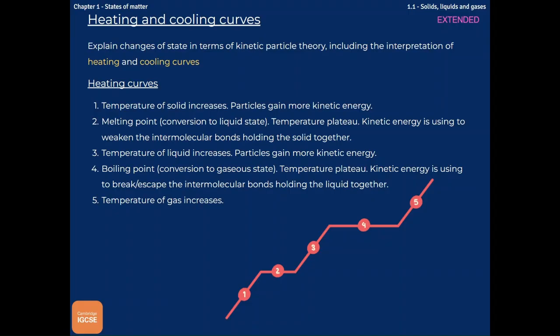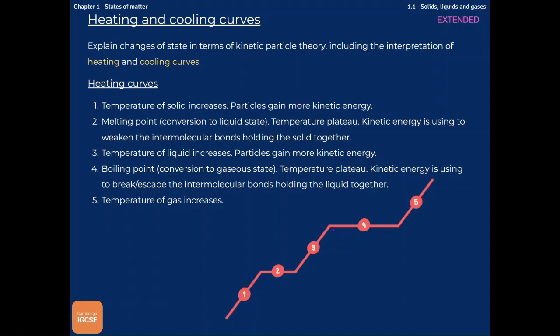So the energy that we're adding to the ice is no longer being used to increase the kinetic energy of the molecules themselves. It's being used to overcome those bonds, right? So we get a plateau in the average kinetic energy or the temperature. Once all of that ice is melted and we have water, the average kinetic energy of the system increases again, right? So this would be like 0 to 100. Temperature of liquid increases. Particles are gaining more kinetic energy.